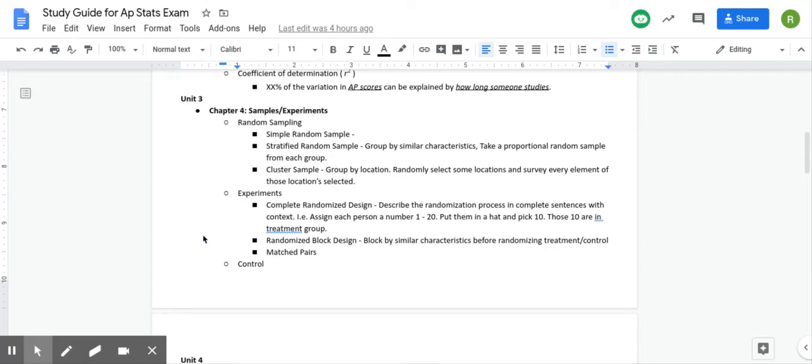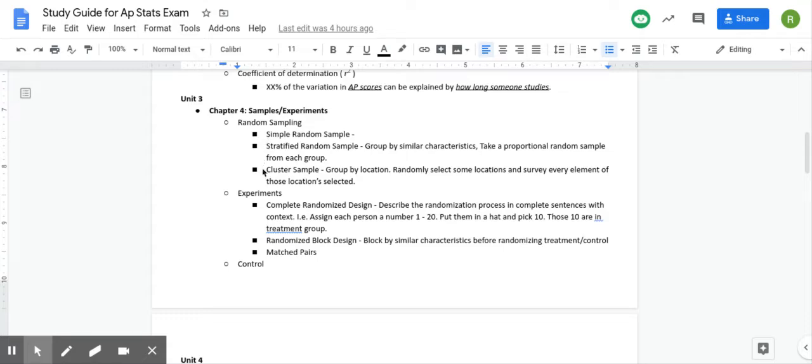Samples and experimentation. This will certainly be on there. There will be some kind of question about one of these three bullet points here. Most likely the first one, which I kind of went into more detail down here, describing how to create a random sample. It's also possible that you could have a stratified and cluster situation. So here's a reference sheet to remind you what both of those types of sampling procedures are.